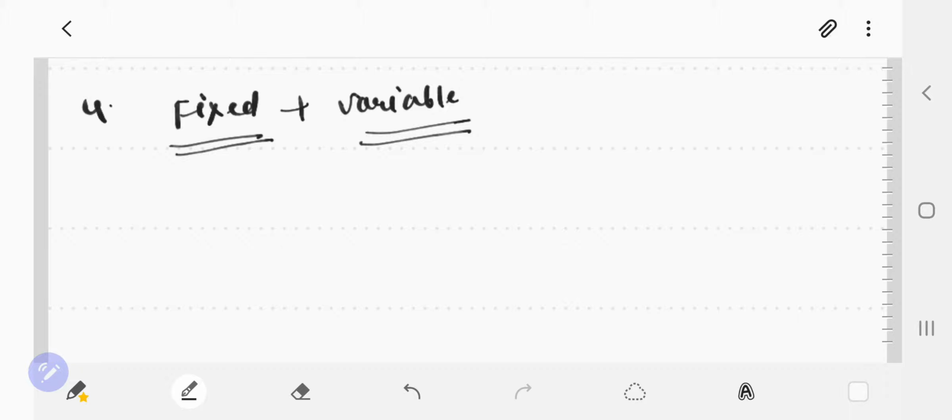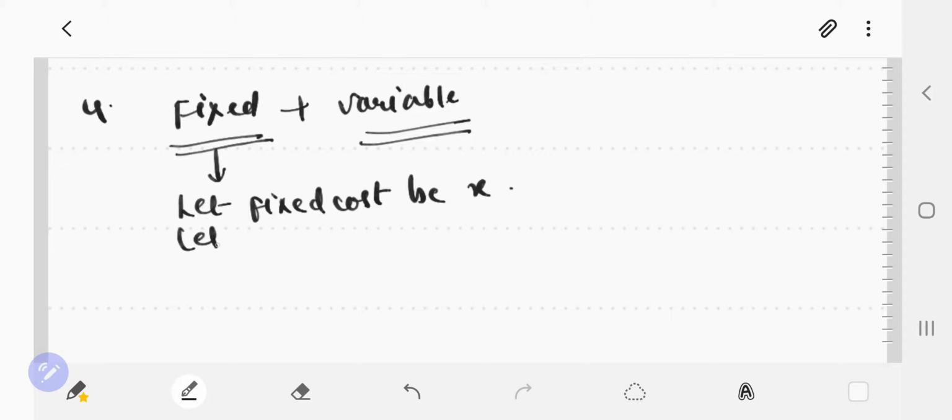It further says for a distance of 10 km the charge paid is 105, and for a journey of 15 km the charge paid is 155. So fixed cost I do not know, so let fixed cost be x, and the variable cost, which keeps on changing as per the kilometers, be y.